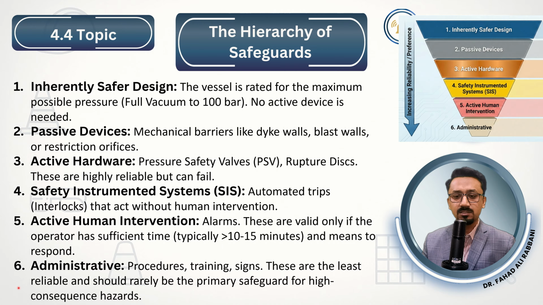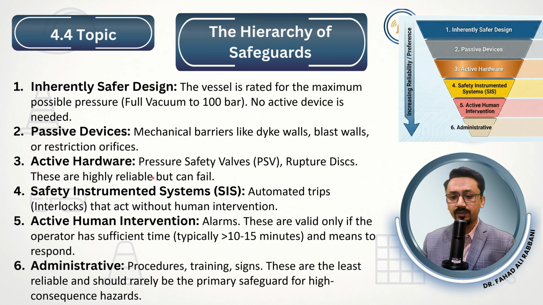So there are 6 ranks of hierarchy of controls. Number 1 is inherently safe design. The vessel is rated for the maximum possible pressure, full vacuum to 100 bar. No active device is needed. Number 2 is passive device. Mechanical barrier like dike walls, blast walls or restriction orifice. In this way, we provide boundary to the problematic area.